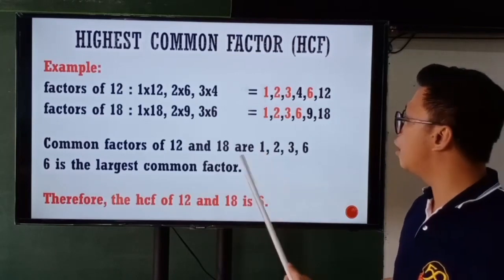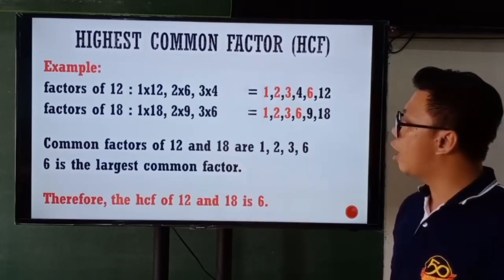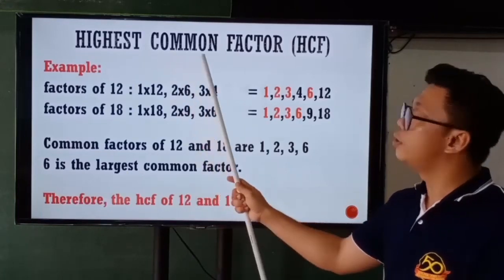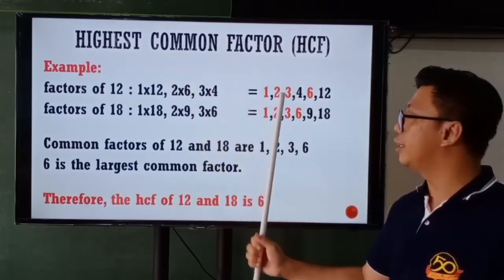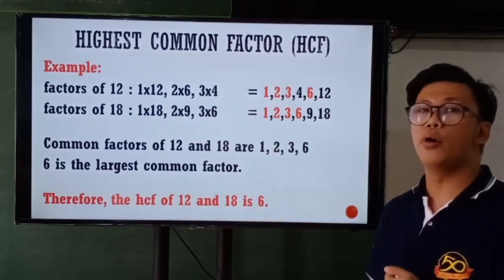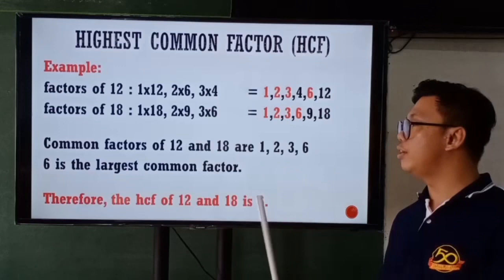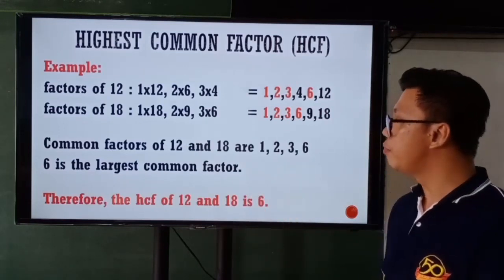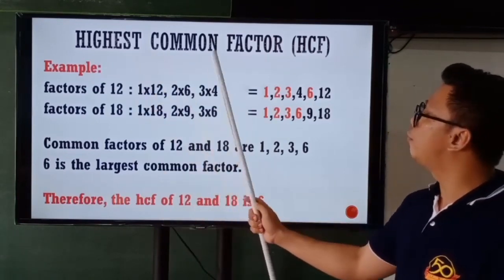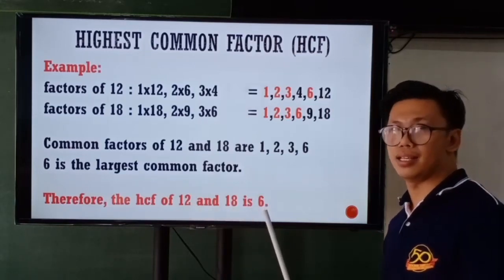Now after getting the common factors of 12 and 18, you can now go to the highest common factor. Again, when we say highest common factor, what is that? Very good. That is the largest common factor, or the largest common number. So look at the numbers. What is the largest number here? Very good, 6. So therefore, our HCF, the highest common factor of 12 and 18, is 6.